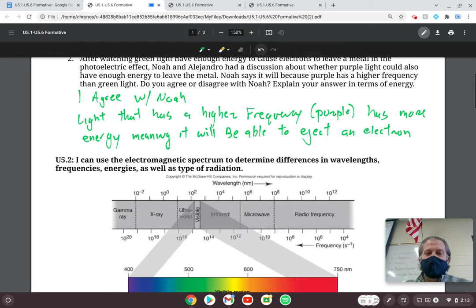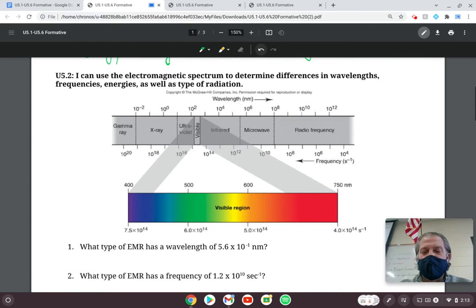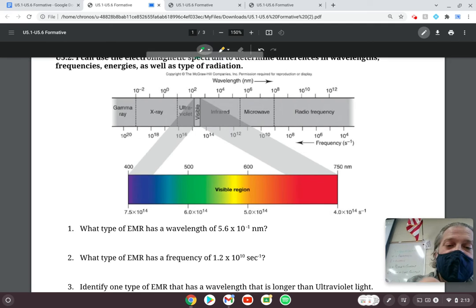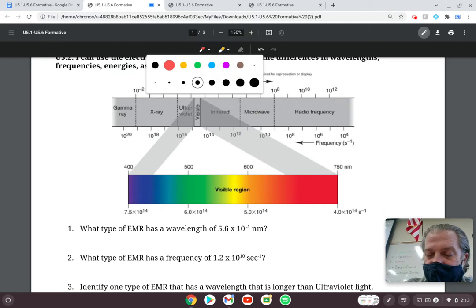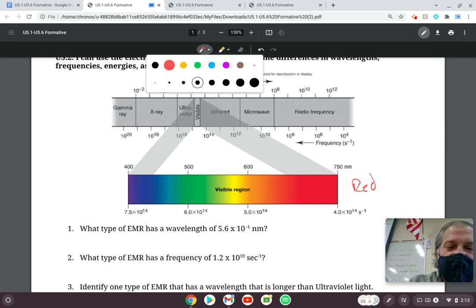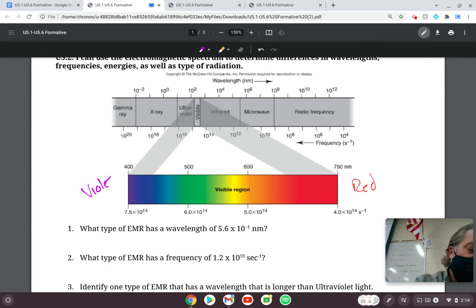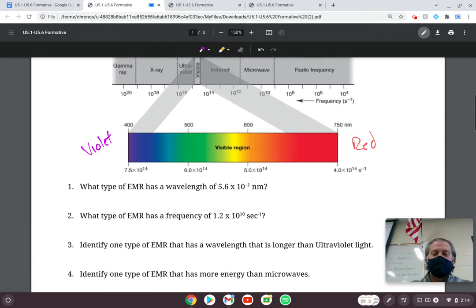In the next one, you're just reading this diagram and answering some questions about it. On your practice quiz, over here on the right-hand side, we wrote red, and over here on this side, we wrote violet. That's probably for later, but it's black and white on your paper, so we wanted to make sure that you had that in front of you.